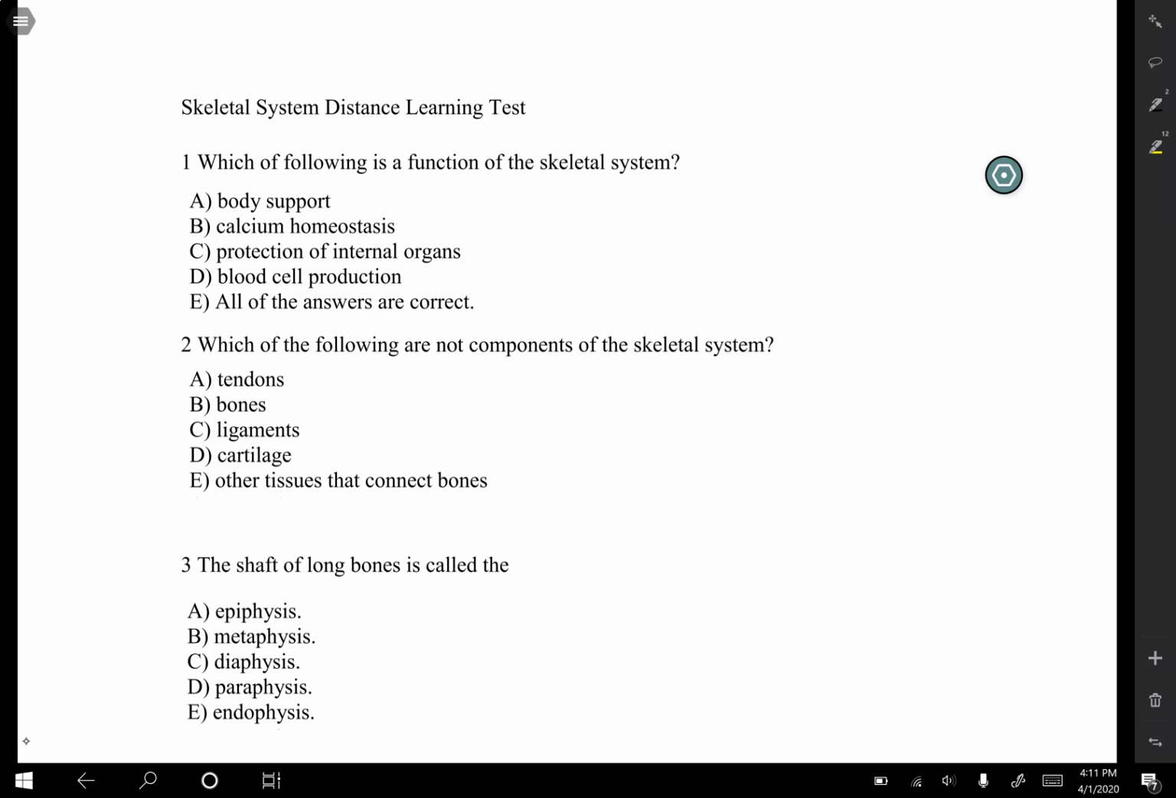Usually I would have asked this as a free response question, but that was too much of a pain in the neck this time. So let's just do multiples. And the answer there, hopefully you picked, was E, all of them. Which of the following are not part of the skeletal system? That would be tendons, because they are attached to muscles, which you will do on your next test.